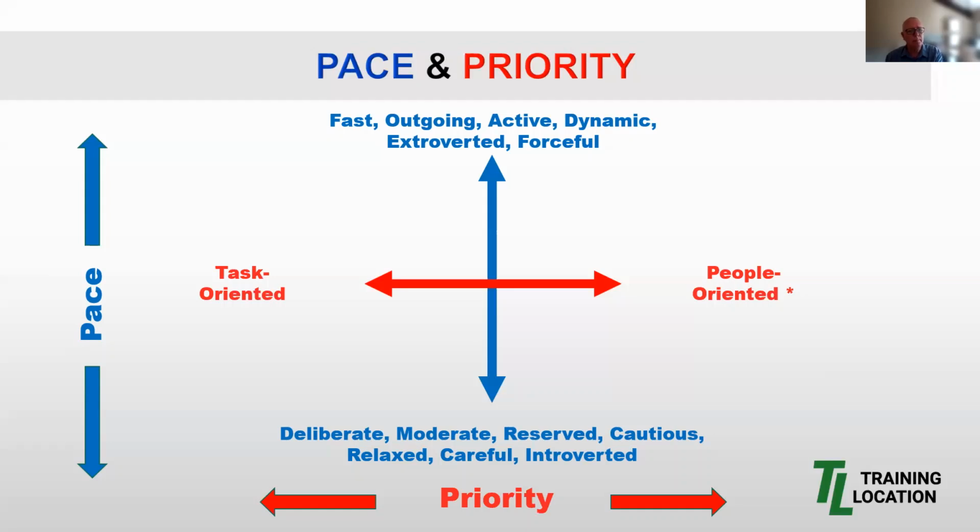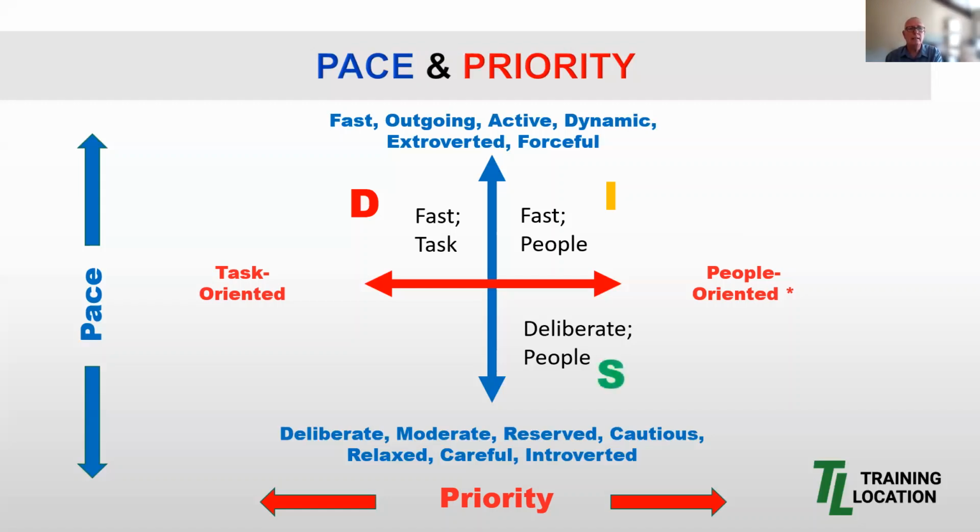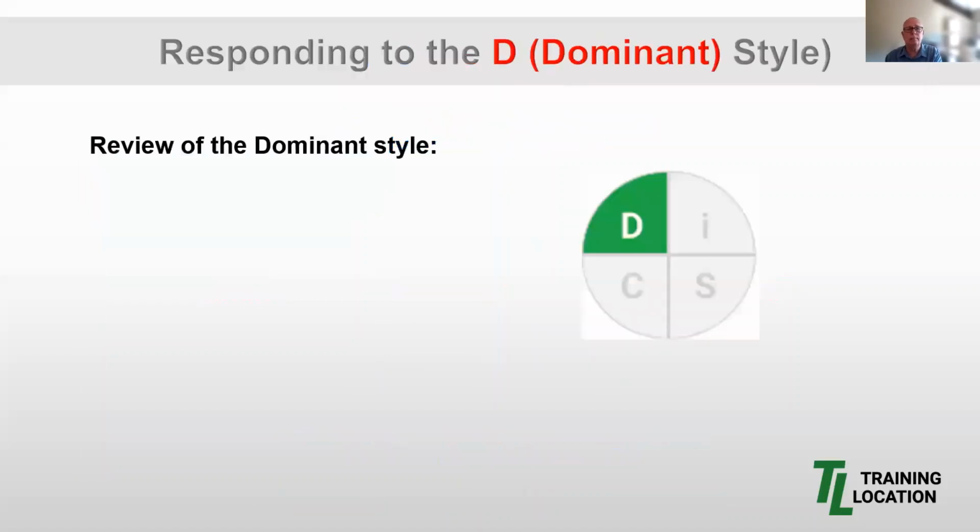Now, as we look at this simple grid, we can easily begin to make the unique pace and priority pairings into each quadrant as follows. I'll just use one-word descriptors to help us move along. So fast and task is a D. Fast and people is an I. Deliberate and people is an S. And deliberate and task is a C. This model will help us today in understanding how we can better respond to the D style.